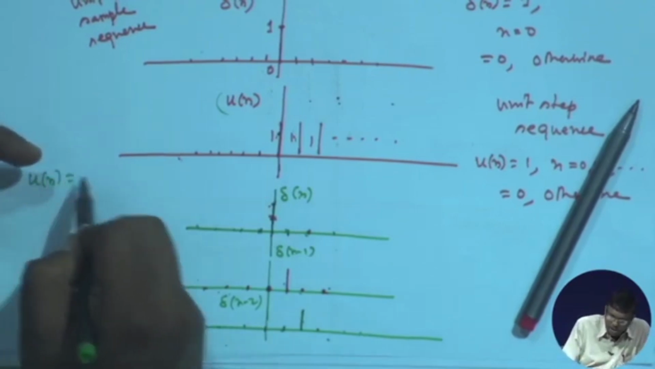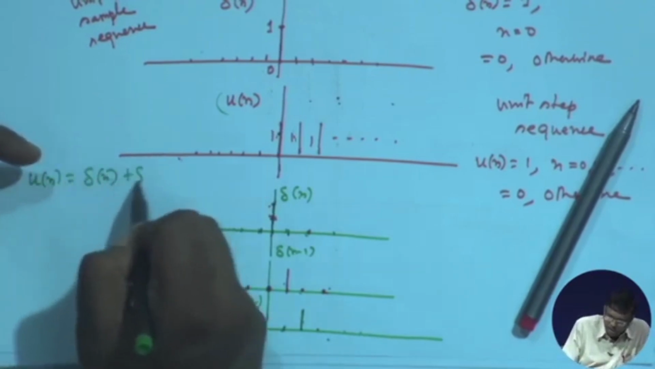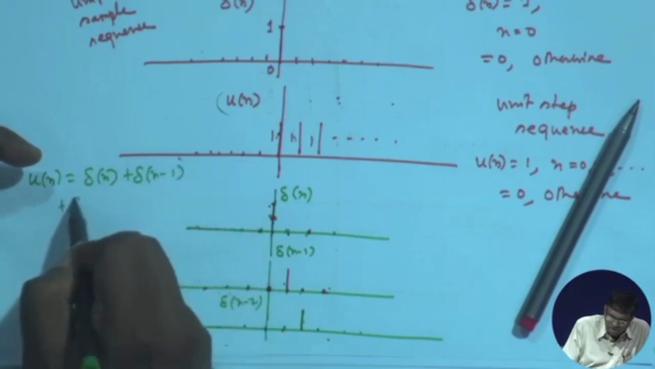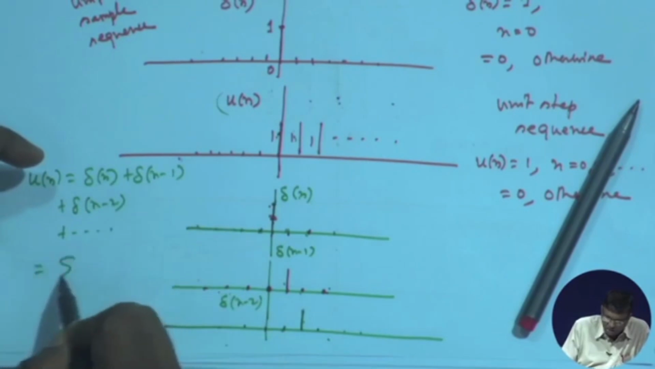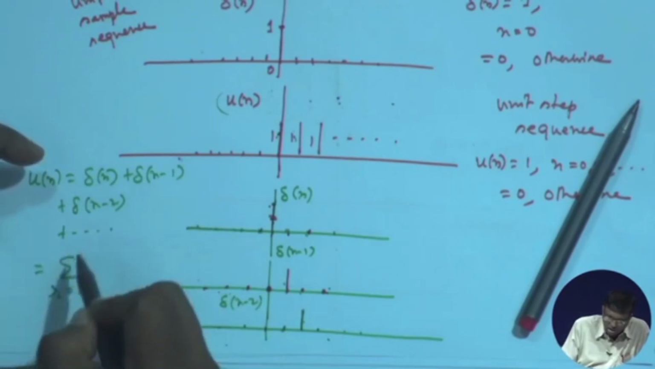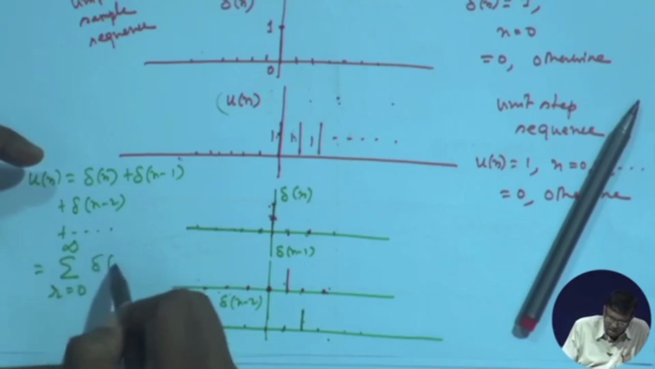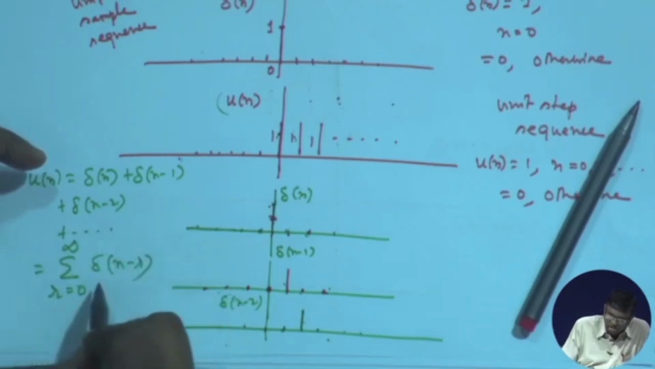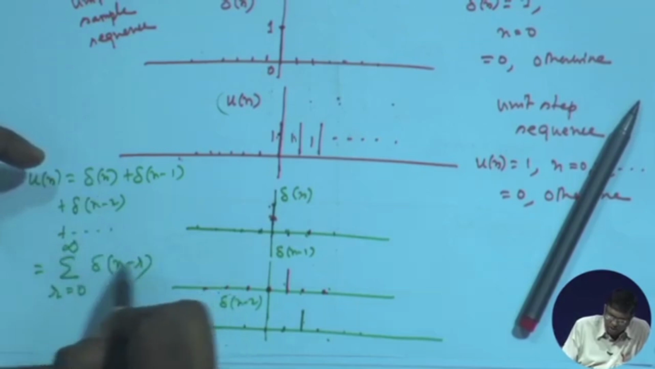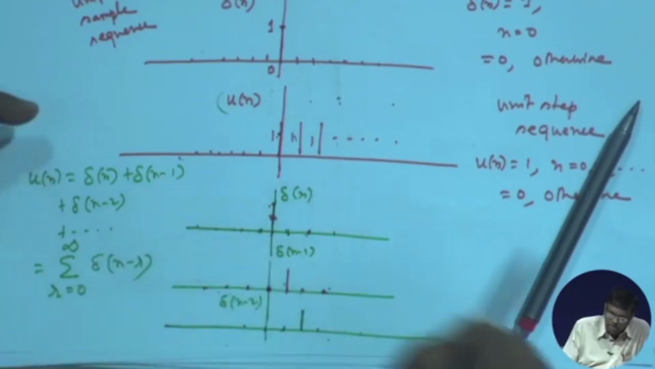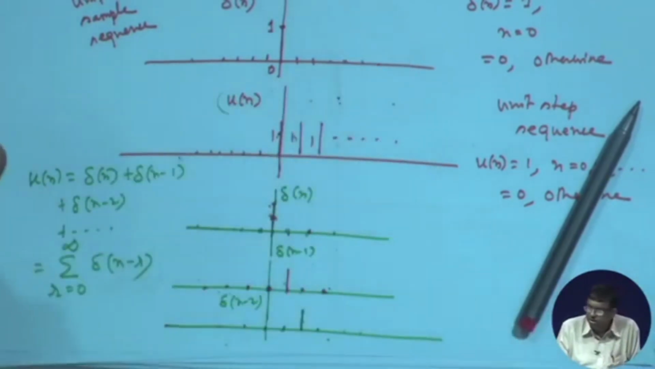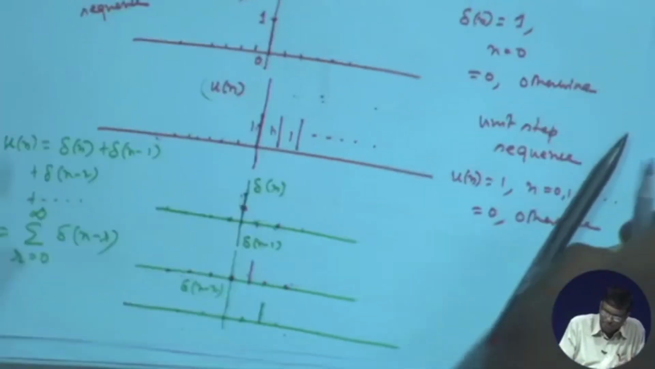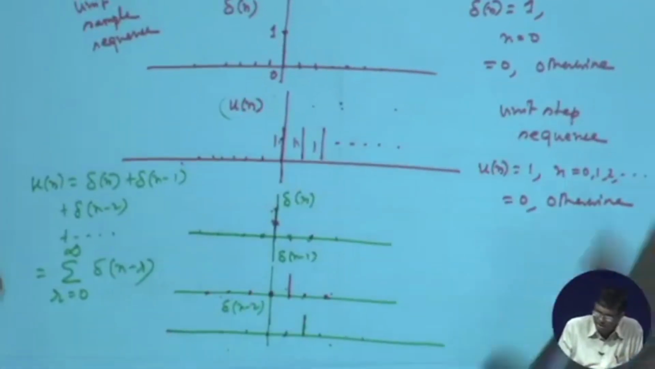So, u[n] you can easily see as delta[n], then delta[n-1], then delta[n-2], and so on. Compactly you can write the sum over r from 0 to infinity of delta[n-r]. So, r equal to 0 means delta[n], r equal to 1 means delta[n-1], delta[n-2], and so on. So, this is how you write u[n] in terms of delta[n], and delta[n] can be written in terms of u[n] in this way. This is your u[n], okay.